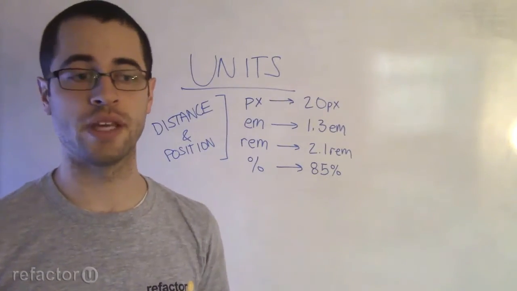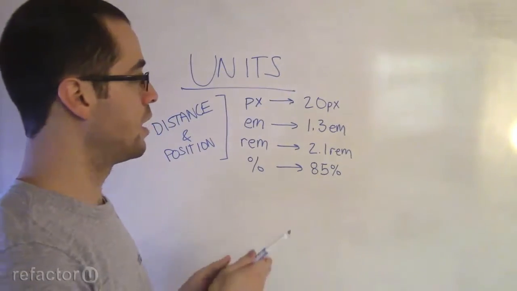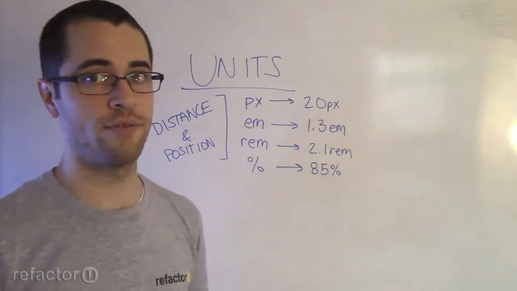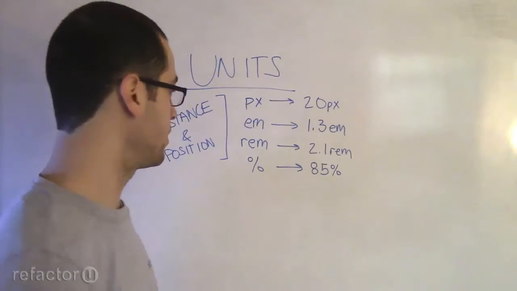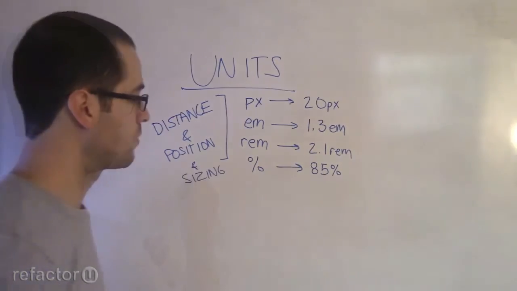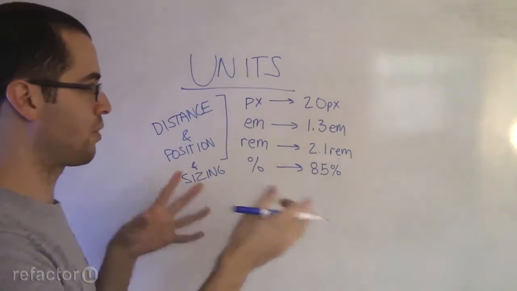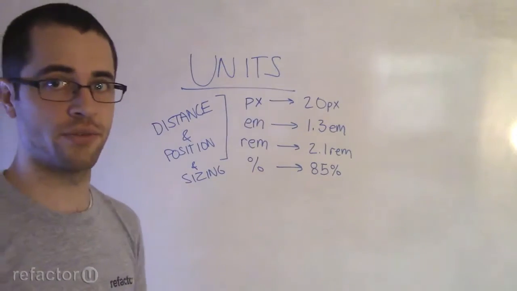So for positioning something absolutely, we can use any one of these values. Or if we want to size anything, we can use that. Font sizes, anything like that. So I guess this would also include sizing. So we'll be able to size and position and basically control where things are going to be based on using these different unit types.